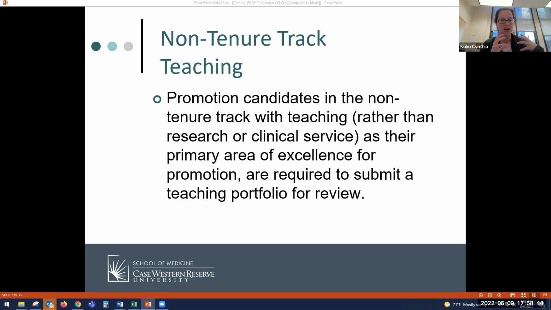And so teaching portfolios are required if you elect teaching as your primary area of excellence. I strongly recommend that if you do any teaching, this is something that you work on. It is a wonderful resource for you to create, to use in promotions, in talks, and also for next positions and things like that. So if you can do the next slide.